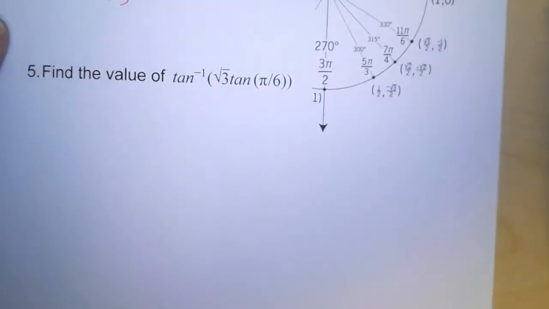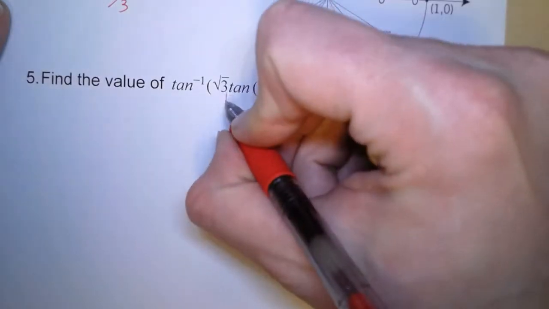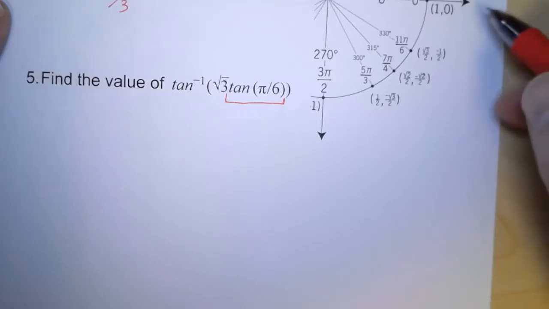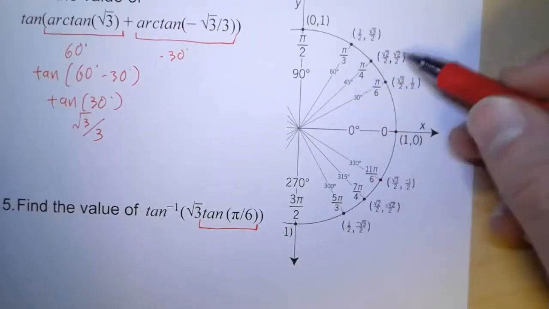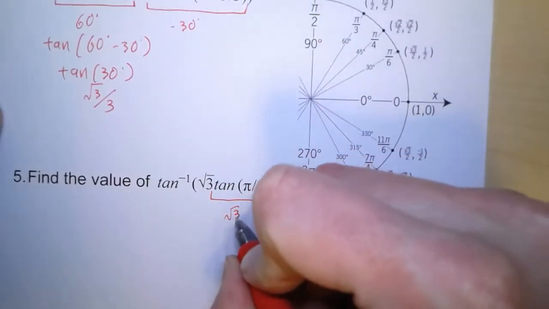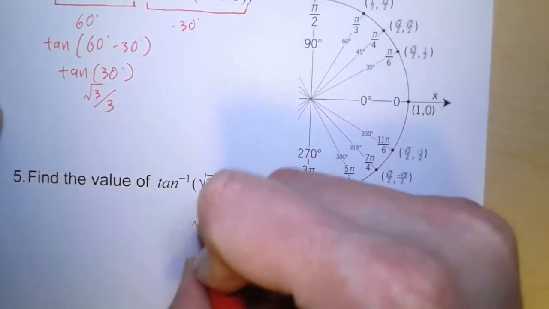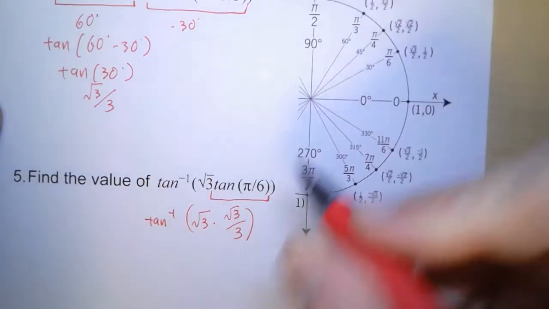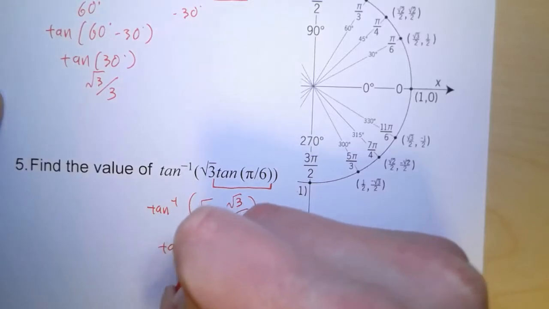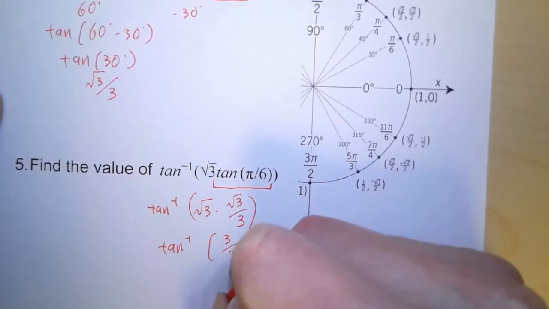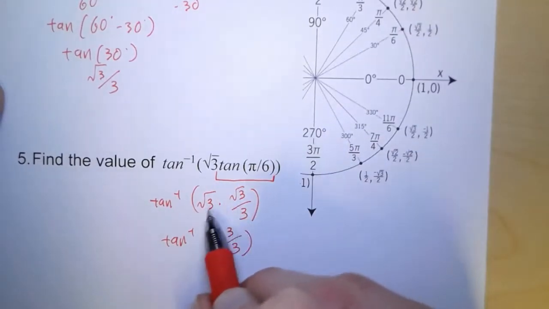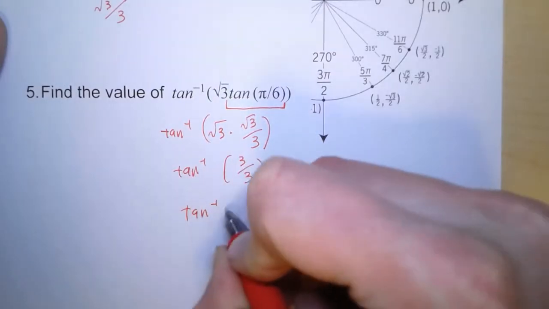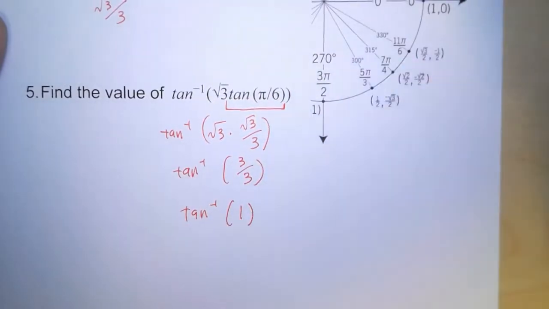So now down here we want to first figure out what is tangent of pi over 6. Well, that's the same thing as 30 degrees, and so that's square root of 3 over 3. Now that needs to be multiplied by square root of 3. And so when we do that, we end up with 3 over 3 because we multiply these two radical 3's together. And that simplifies to just tangent inverse of 1.